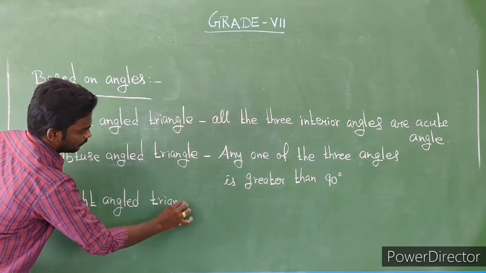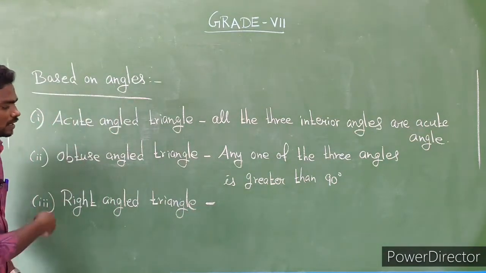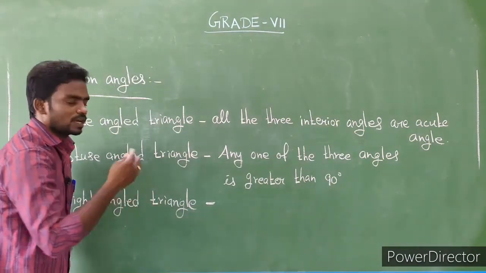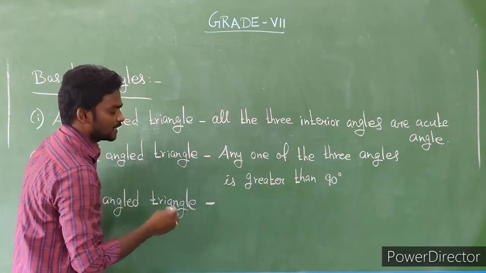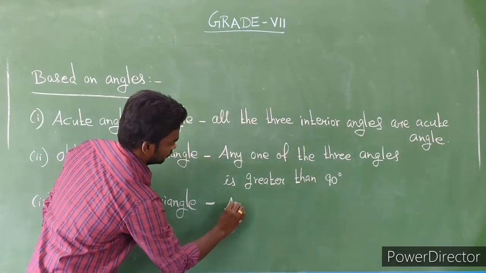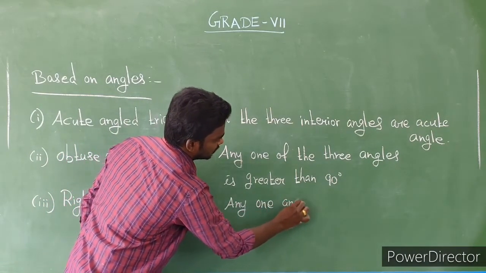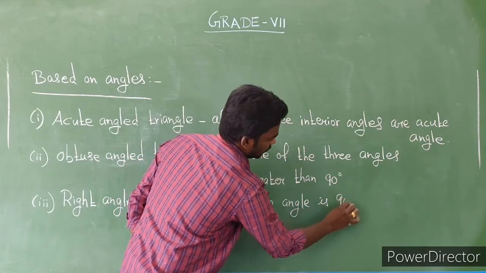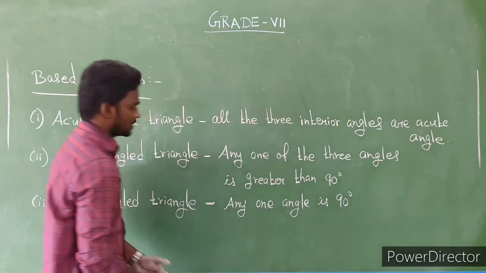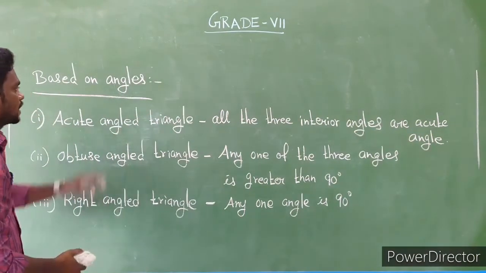Third type is right angle triangle. What is meant by a right angle triangle? We know a right angle triangle means any one of the angles is 90 degrees, accurately 90 degrees. Any one angle that is 90 degrees is called a right angle triangle. So we have three types of triangle based on angles.